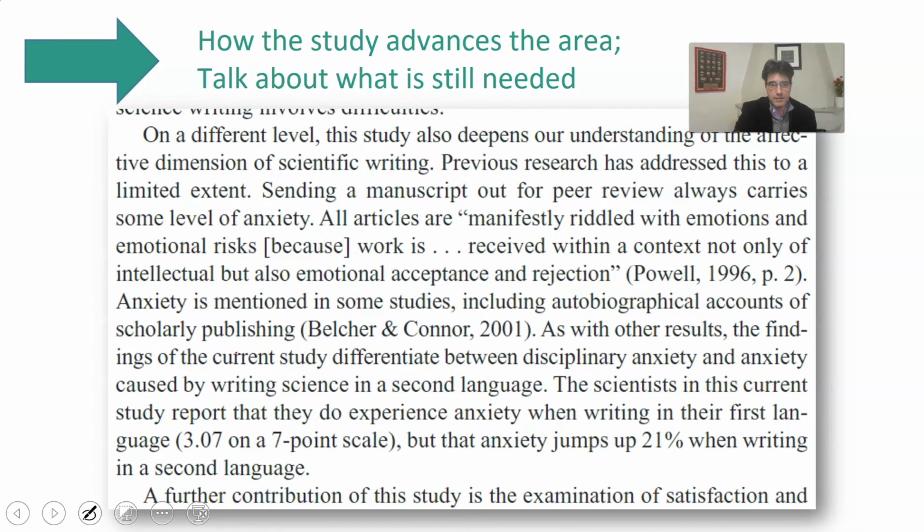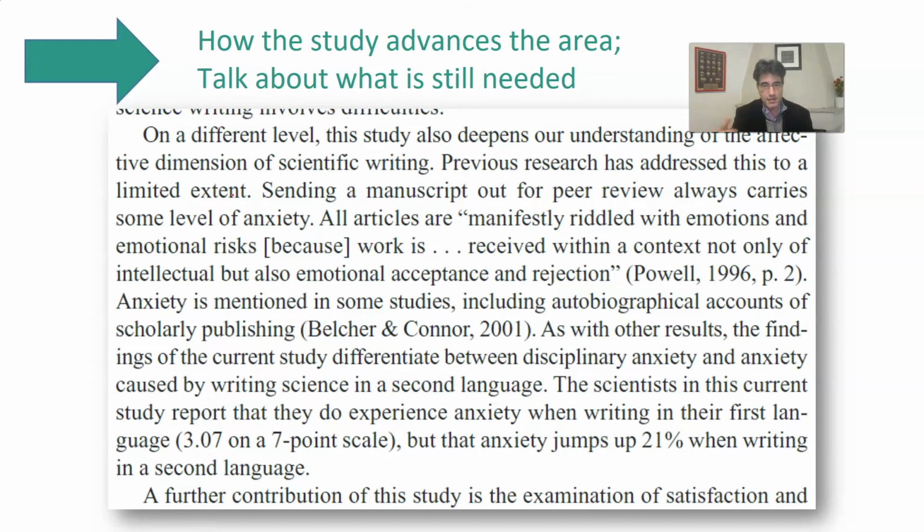They also talk about how the study advances the area and talk about what is still needed. So on a different level, this study also deepens our understanding of the affective dimension of scientific writing. So this is how this furthers the research area. Previous research has addressed this to a limited extent. So kind of like another move here. Sending a manuscript out for peer review always carries some level of anxiety. All articles are manifestly riddled with emotions and emotional risk because work is received within a context not only of intellectual but also emotional acceptance and rejection.